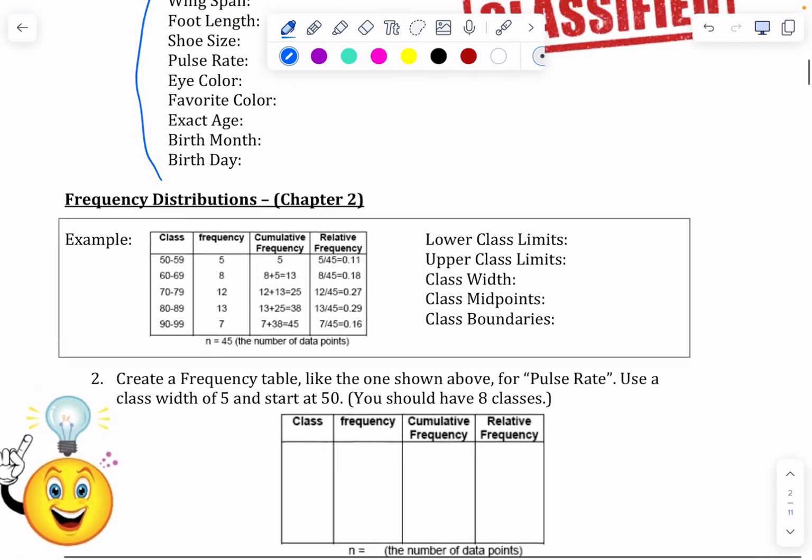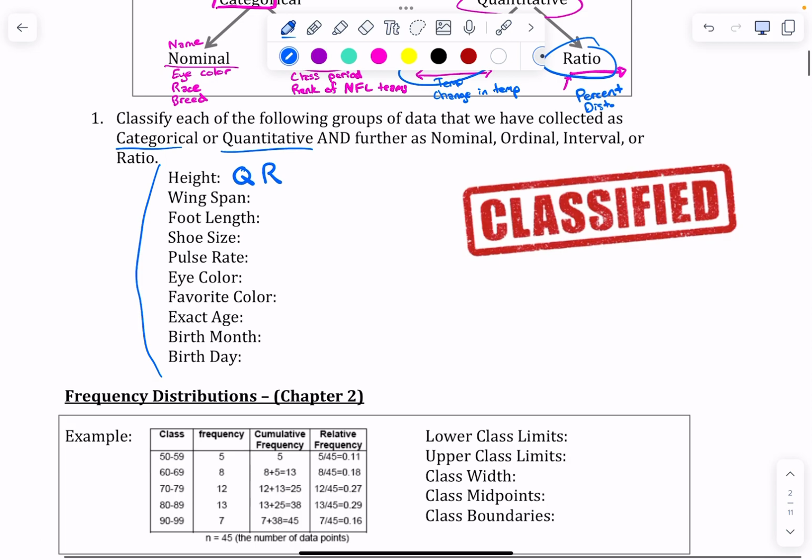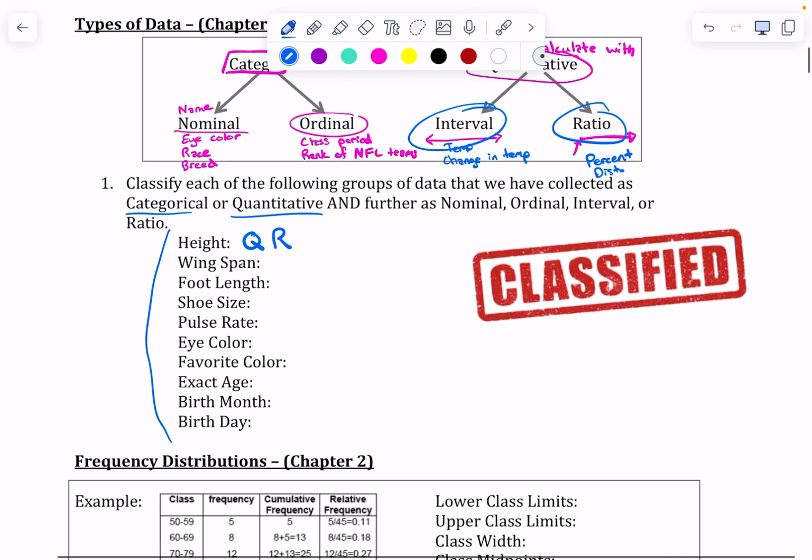All right, what would you give them for birth month? Go back up. What about favorite color? Could that be ordinal? I put C in. Can you rank the favorite colors in order from best to worst? Absolutely. I mean, I could, but it wouldn't be the same as yours, so no.